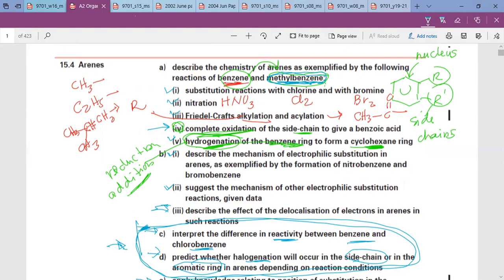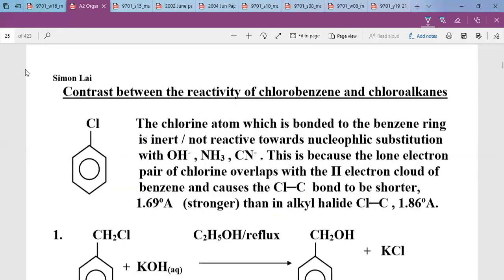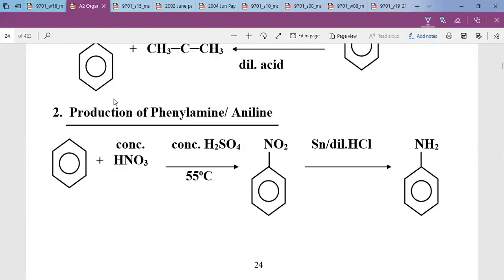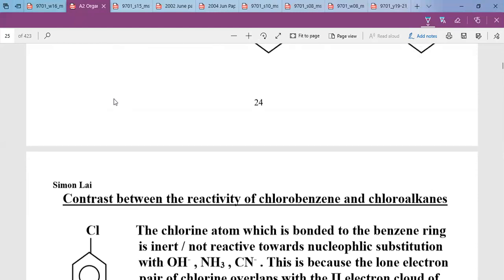Okay, now chlorine. Let's look at the first one first. Okay, page 25 first. 25. See, I've done my work. 25. Okay, now look carefully here. Contrast the reactivity of chlorobenzene and chloroalkane. But of course, you have to talk about this one here in terms of benzene. I'm going to show you the structure here first.